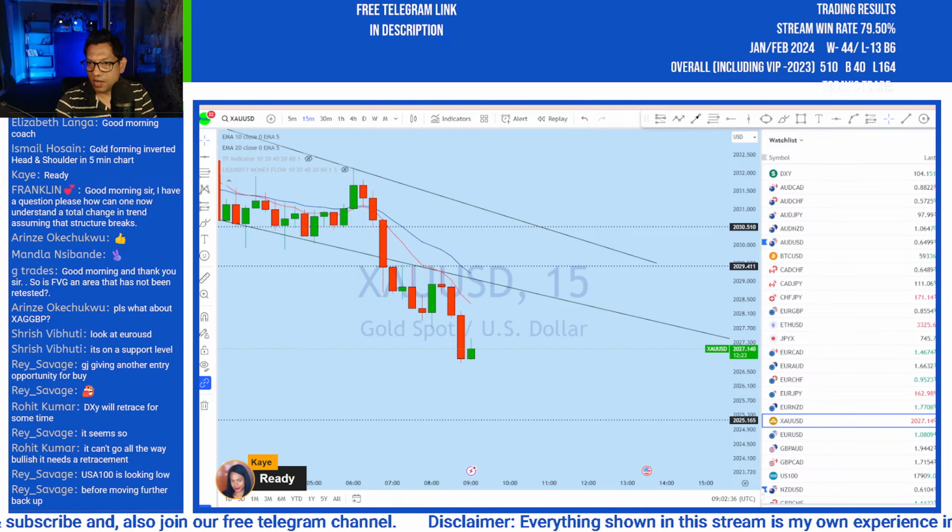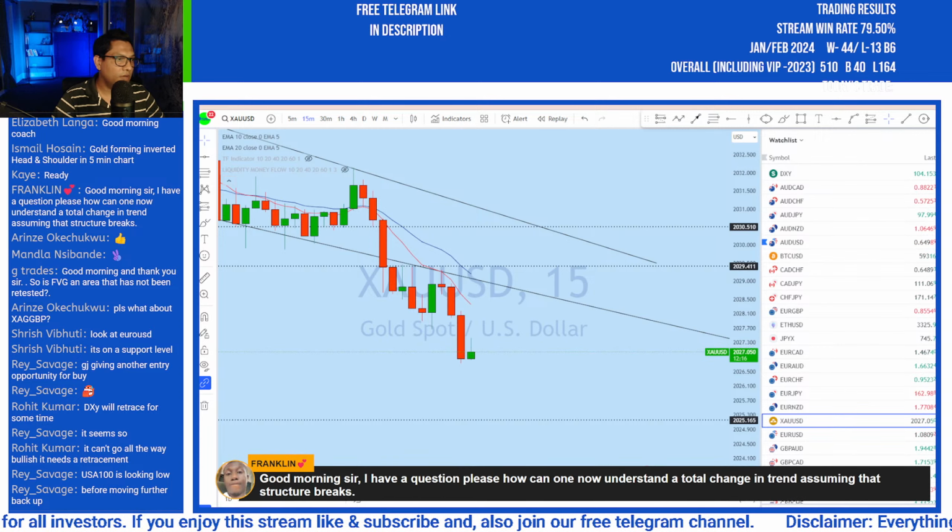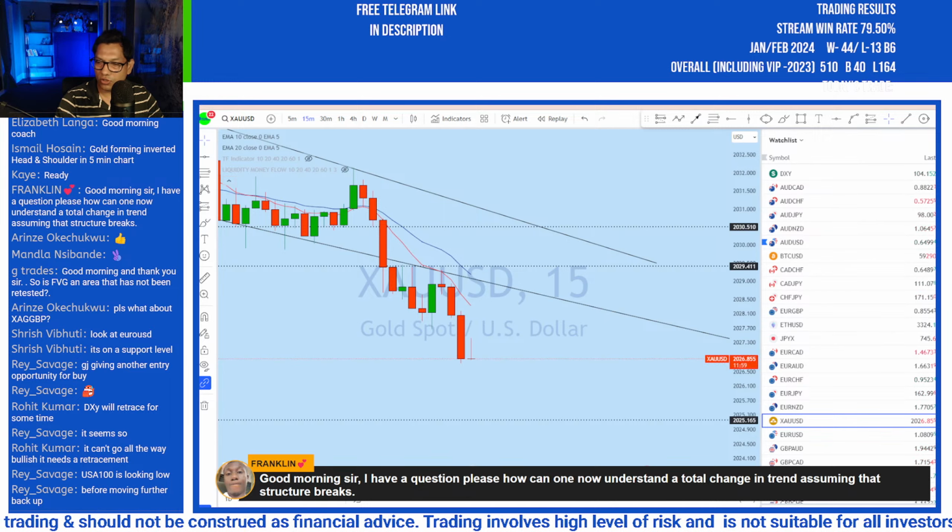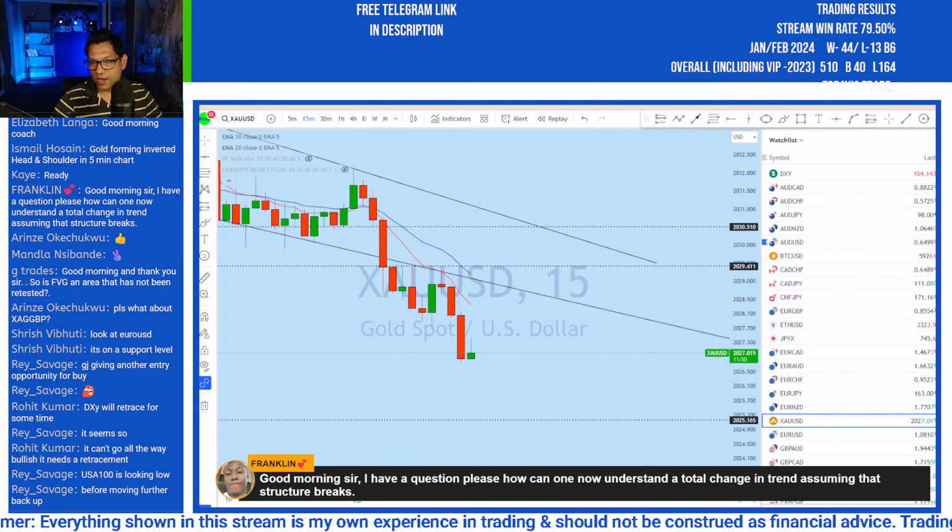How can one understand the total change in trend, assuming that the structure breaks? Okay, so very good question. How do you understand that total change in trend? Because we talk a lot, isn't it, that you need to wait for a break of structure for entry so that it goes in the major direction of the trend. What about the change of trend, right? How do you know that, okay, it's the end of the story, the trend changes and now it's in a downtrend?